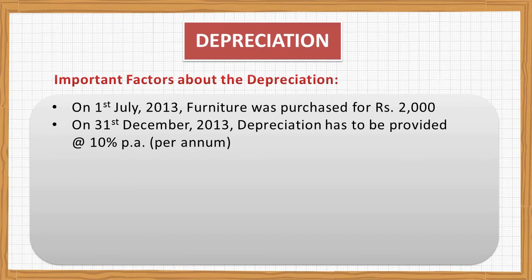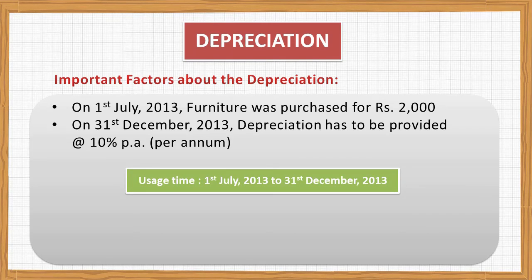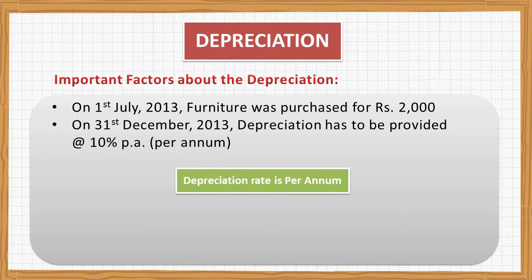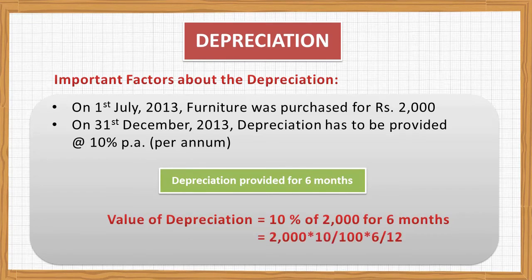When you are going to provide depreciation on 31st December 2013, the use of the furniture during the year is only 6 months, from 1st July to 31st December. So you have to provide depreciation for 6 months only because the rate of depreciation is per annum. So you have to take care of the time also, same as you calculate interest on principal. So that will be 2000 into 10 upon 100 into 6 upon 12. That will be 100. So be careful.